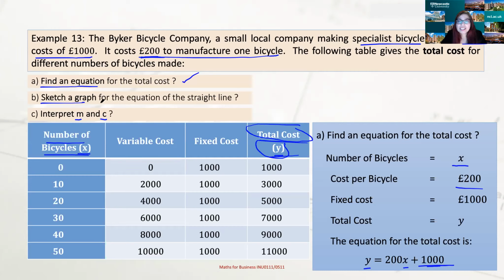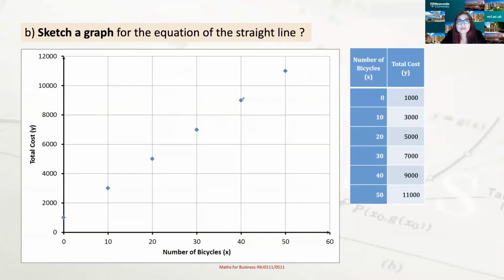Now you have to sketch the graph. How do you sketch the graph? Please use your graph paper to do that. You put the data in table form, then select the points and draw a straight line. Join all the points and you get a straight line.